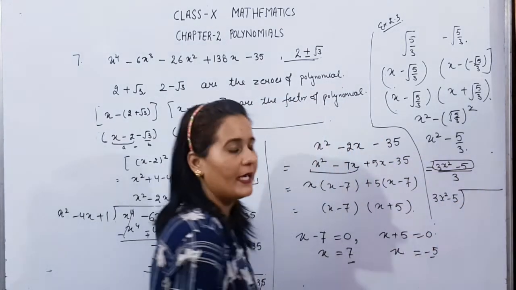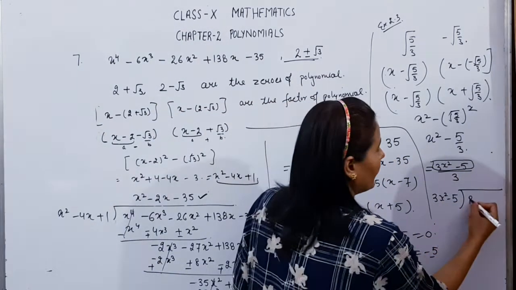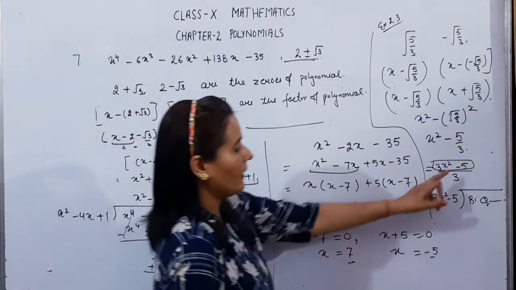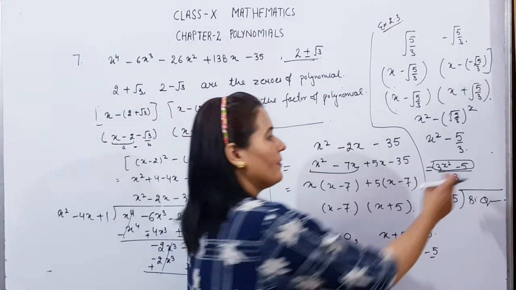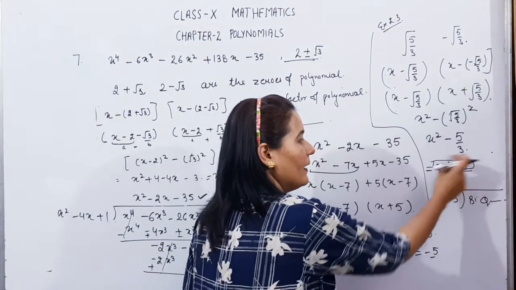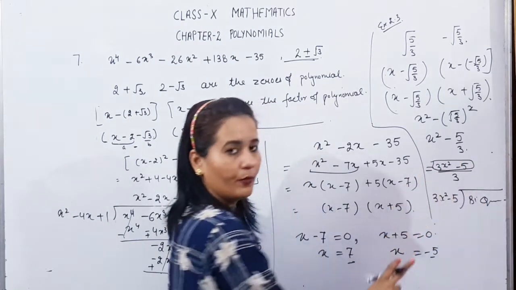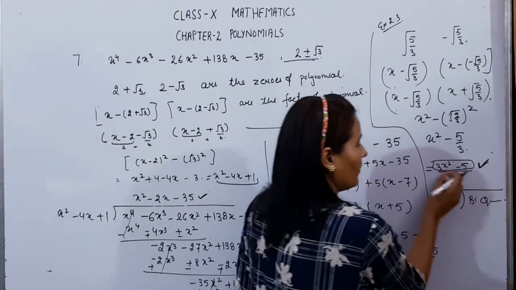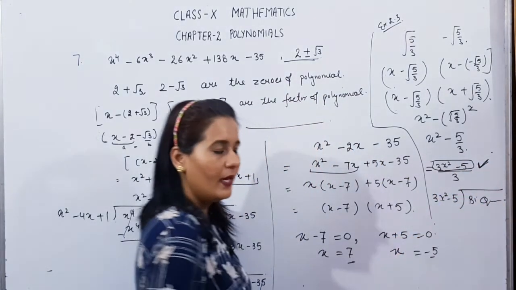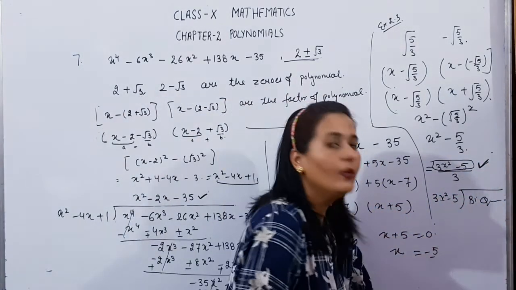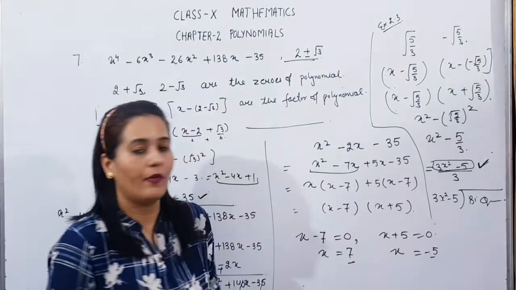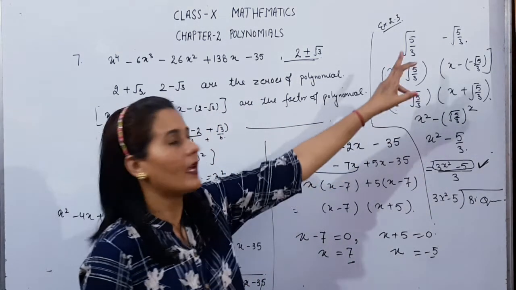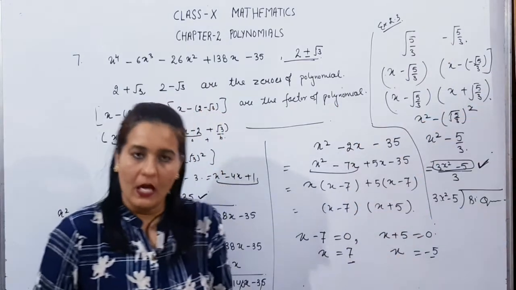Write your biquadratic here, whatever is given. It hardly matters, because if this whole is a factor then this is again a factor of the given polynomial. So you just divide the given polynomial by this factor only, 3x square minus 5. That will be simpler and easier for you. Clear? So this was about your one doubt of exercise 2.3. I hope it is clear.